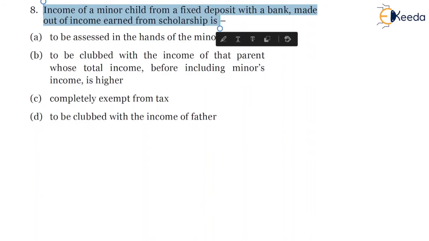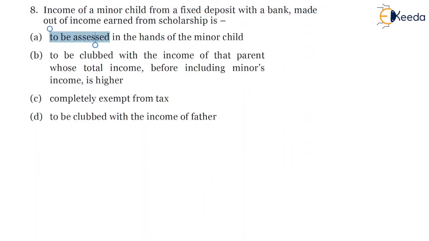As per section 64(1)(a). So to be assessed in the hands of minor child, no, he has not earned this out of application of skill talent. He has not earned this out of manual work. Neither is the minor child suffering from severe disability mentioned under section 80U. Since these three exceptions are not applicable, the minor child won't be taxed. The income from fixed deposit won't be taxed in his hands.